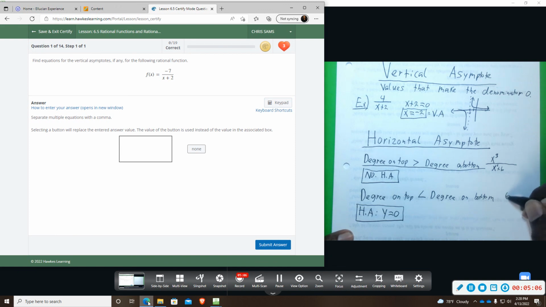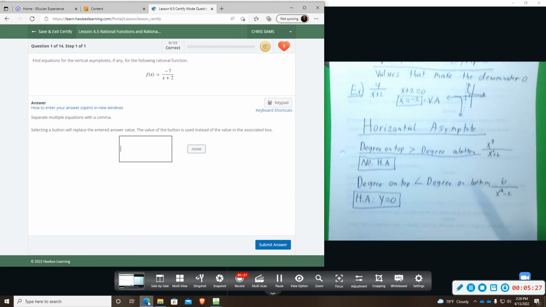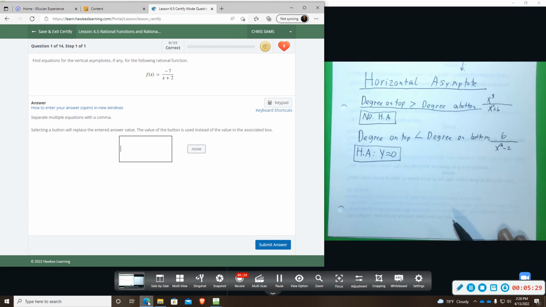So if the degree on the top is smaller, for example, let's just say we have just a 6, just like we just did before, and let's just say x squared minus 2. So this is understood to be a 0 degree. We don't even have a variable up here, and this is a second degree. So your biggest exponent on the bottom is larger than what you would have on the top. And so your horizontal asymptote is going to be 0 every time that is the case. And then there's one more scenario.